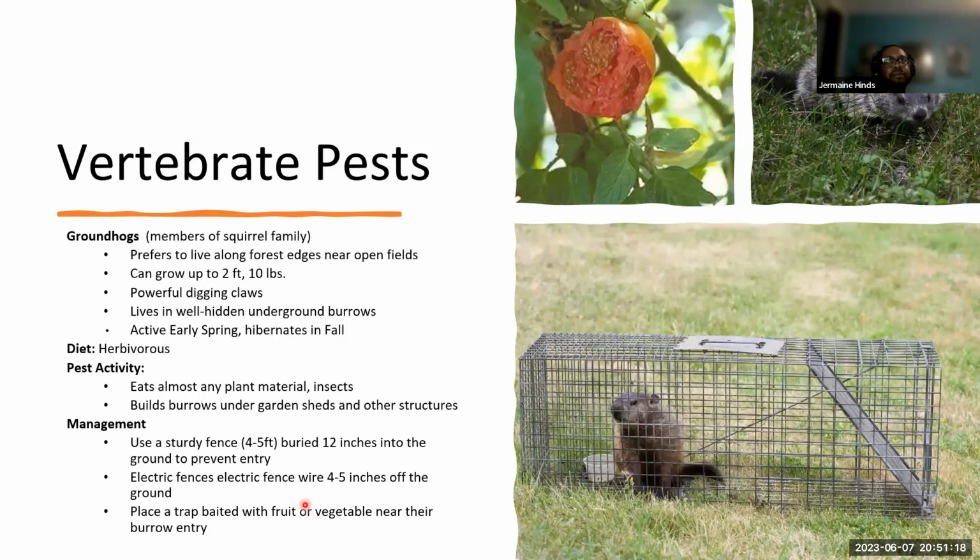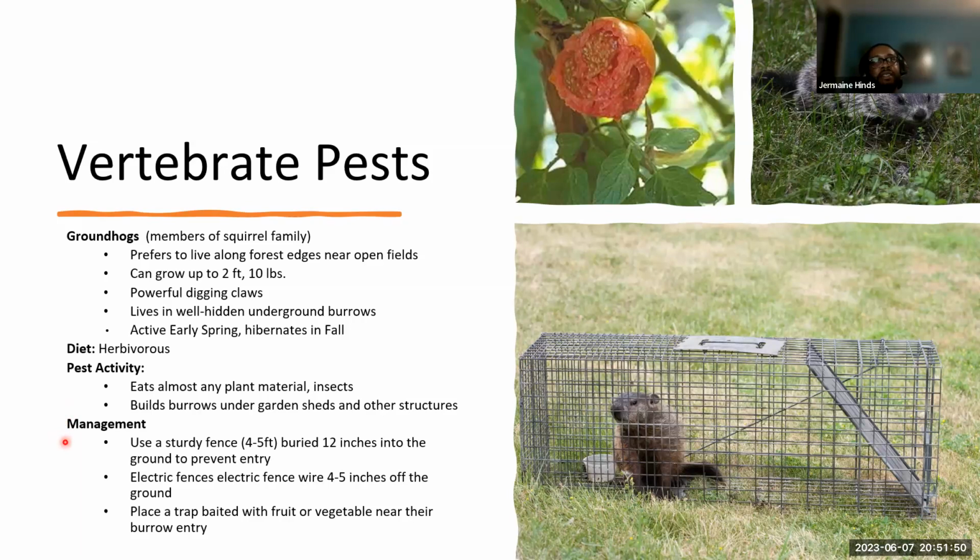Groundhog, a similar pest to raccoon. They're related to squirrels. Live along forest edges near open fields. They can grow up to 2 feet, 10 pounds. They have these powerful digging claws, and they can burrow underground and damage human structures, be a pest that way. They tend to be active in early spring and they hibernate in fall. These are generally herbivorous. They can eat any plant material and they often eat insects, and they build their burrows under your garden sheds or other structures.